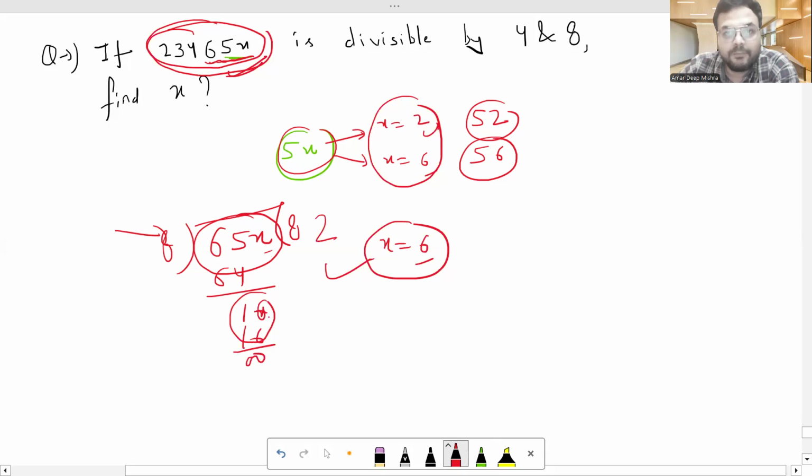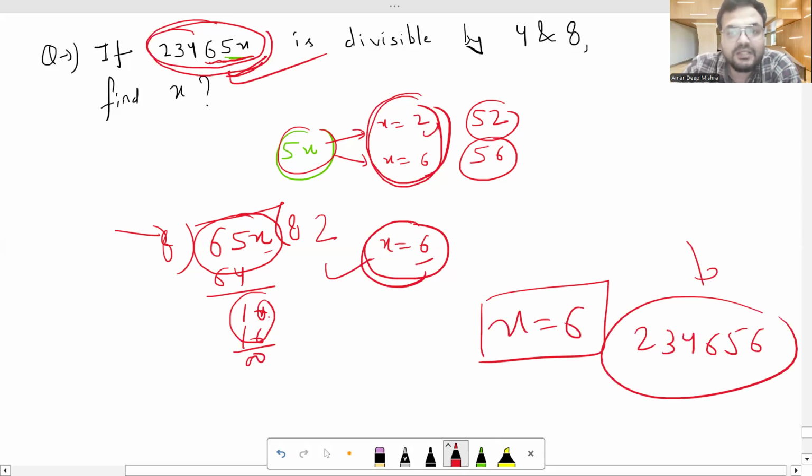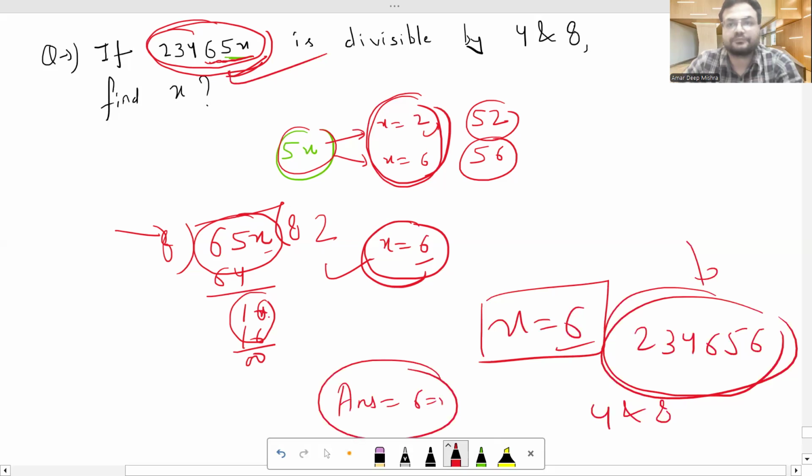But in these value and in this value, what is common? Only x equals to 6 is common. If I take x equals to 6, so this number will become 2, 3, 4, 6, 5, 6. So in this condition, this number is divisible by both 4 and 8. Hence, the value of x equals to 6 for this question, right? I hope it is clear. So the answer equals to 6, x equals to 6.